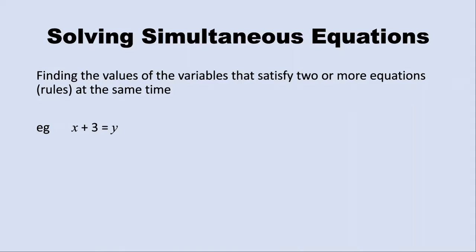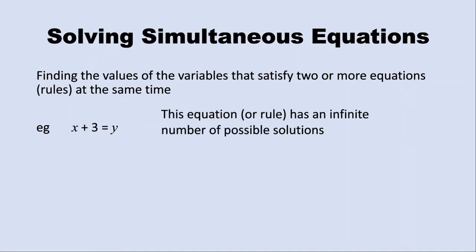Before we get started, you must know the very basics. Solving simultaneous equations means finding the values of the unknown variables that would satisfy two or more different rules or equations at the same time. So for example, here I've got one equation: x plus 3 is equal to y. And this equation has an infinite number of possible solutions.